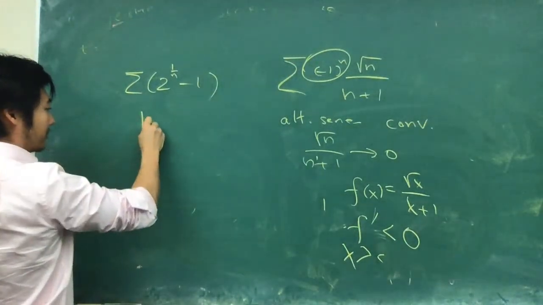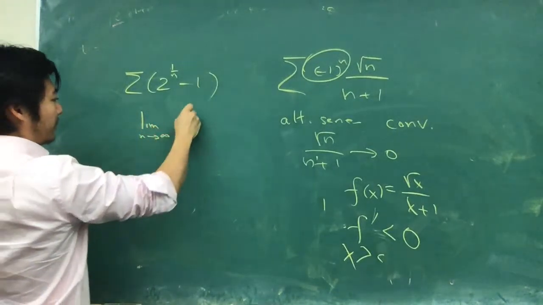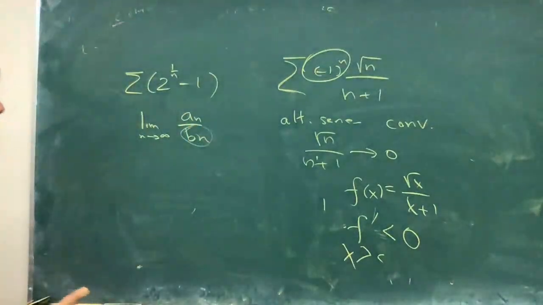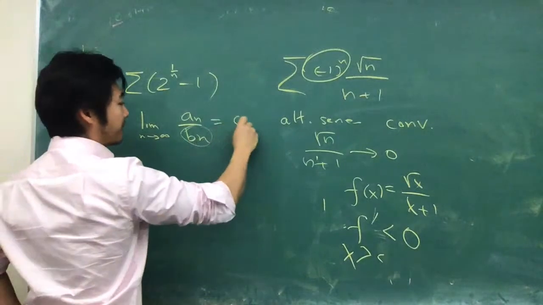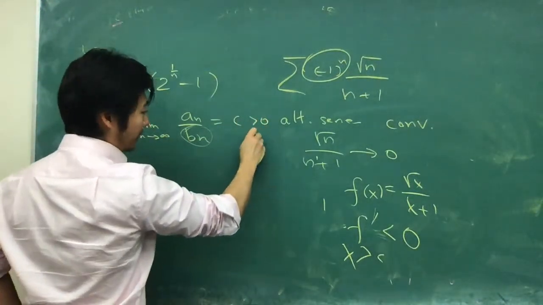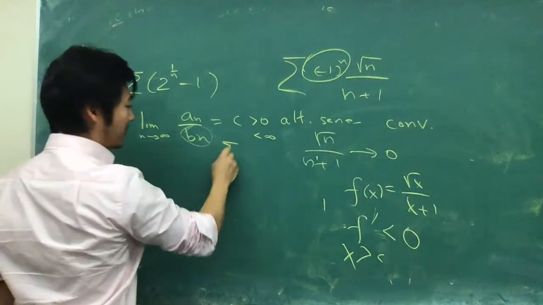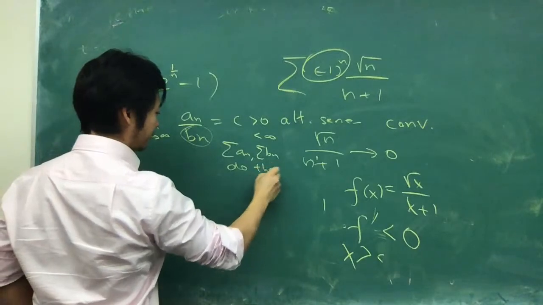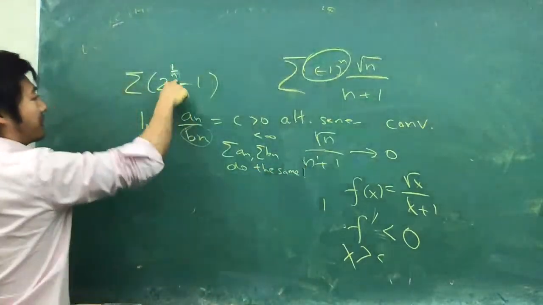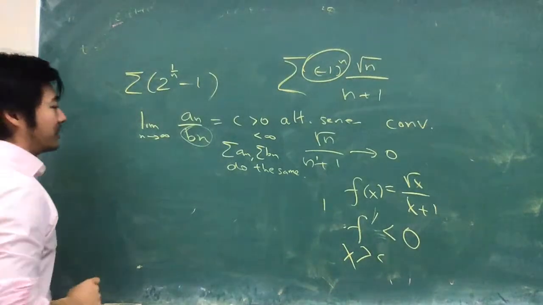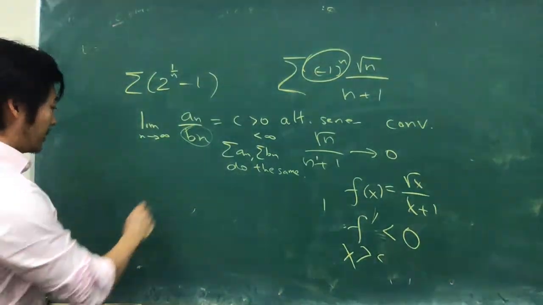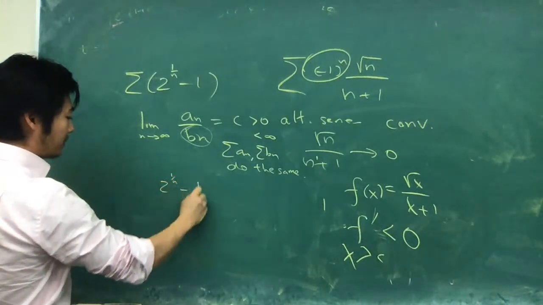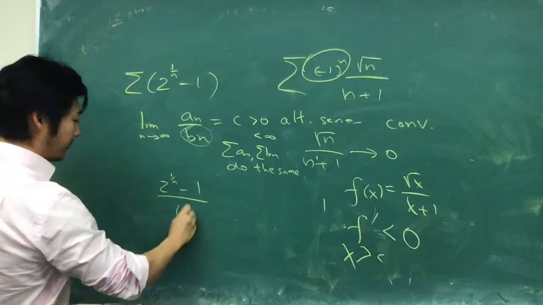So limit comparison was that if you have a series that you're comparing with, and this has a finite limit which is greater than 0, and it's finite, then the series a_n and b_n do the same thing. So since you have a 1 over n up here, it might not be a bad idea to use that as your comparison. So do 2 to the 1 over n minus 1, over 1 over n.